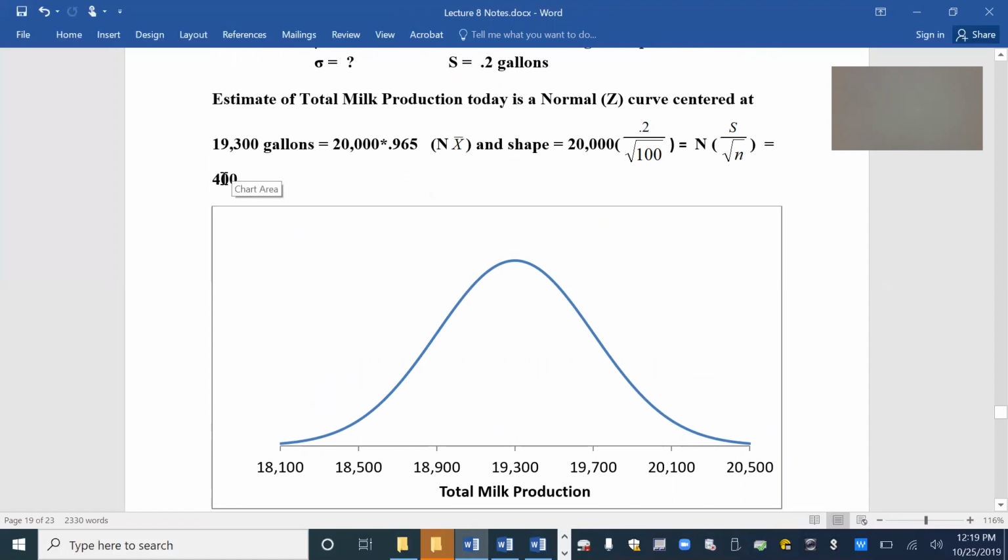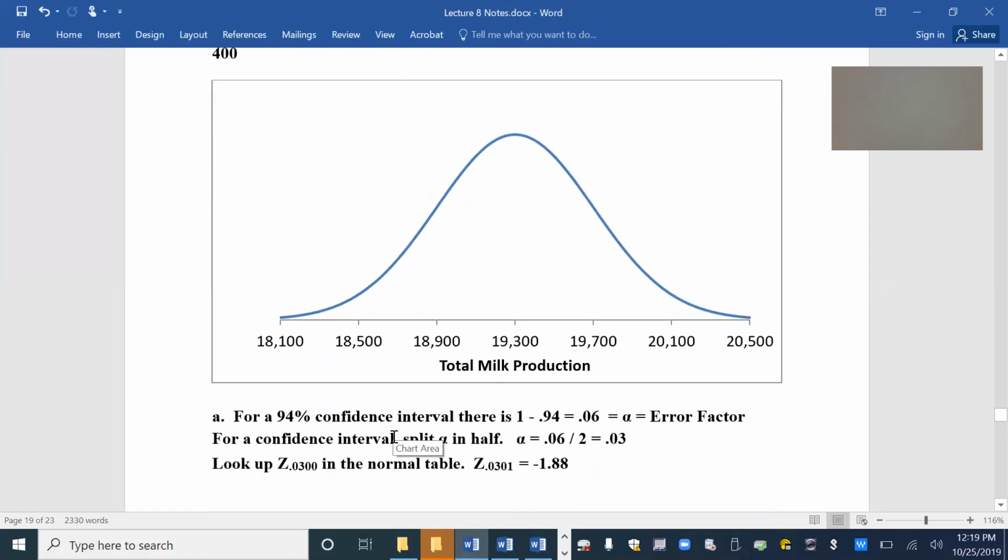Now give me a 94% confidence interval. A 95 would have been 18,500 to 20,100, right? And a 94 is just a tad inside that, so just a little bit less than 2. Why couldn't they just go with 95? I don't know. So on a 94% confidence interval, what's my error factor? 6%. What do I do with it? Half it, half in each tail. So it's going to be 3% at the lower tail, 3% at the upper tail, and 94% in the middle.